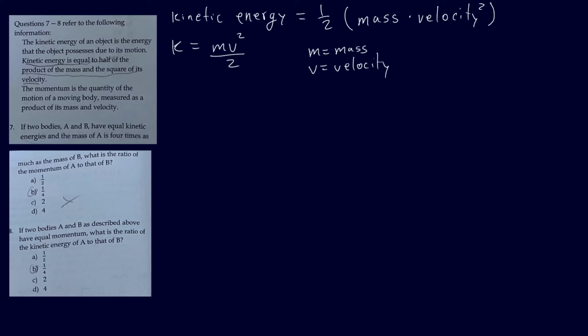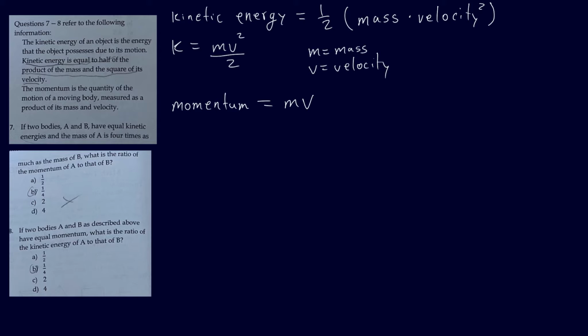The next statement says, the momentum is the quantity of the motion of a moving body measured as a product of its mass and velocity. So I could write momentum is the product of its mass and velocity. So since I have m equals mass and v equals velocity, I can just write momentum equals m times v.